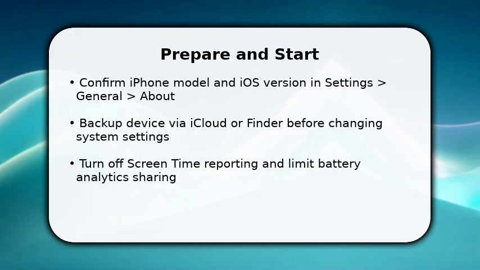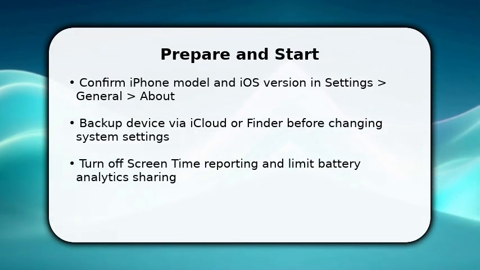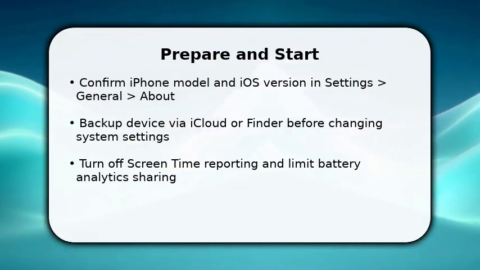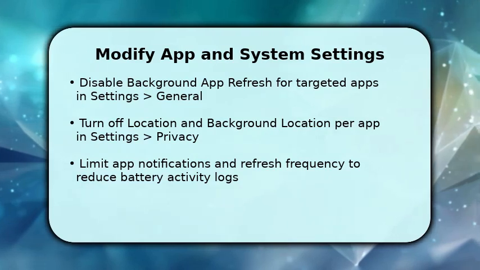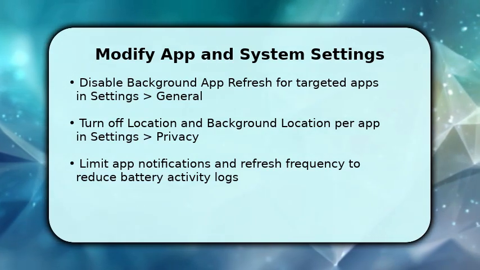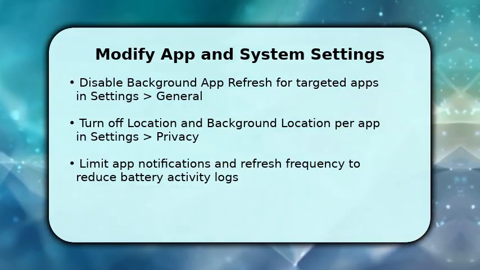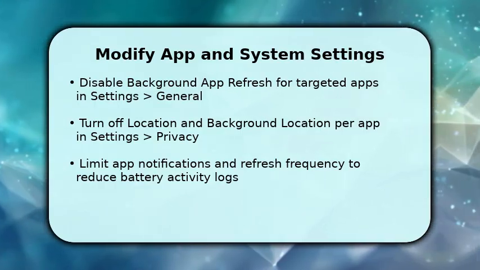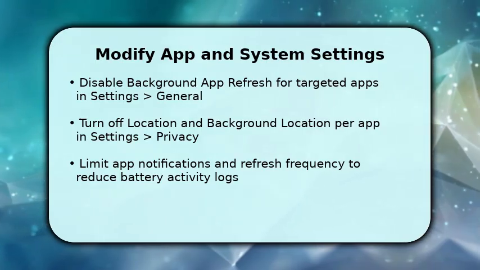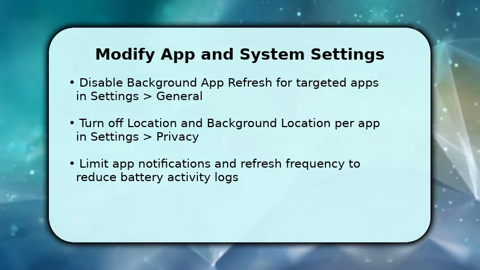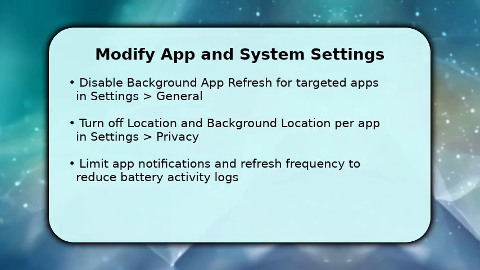Some options require authentication. This first batch reduces system logging and prepares the iPhone so later steps hide battery use more effectively and safely. You now change app and system behaviors that reveal battery use. Disable background app refresh for apps that report frequent activity, since background wakes create battery entries. Then turn off location or set it to while using or never, because location sampling ties to battery timestamps. Limit notifications and fetch intervals to reduce sporadic power events.